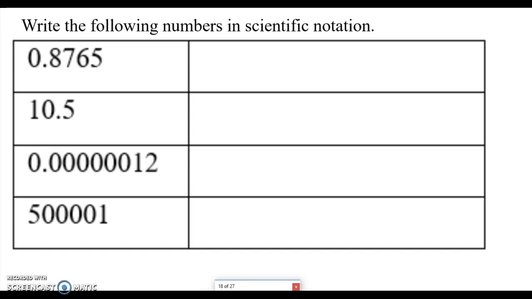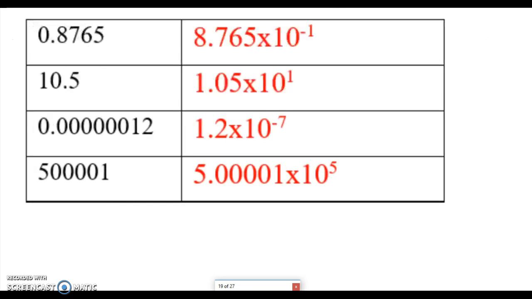So now you try these problems, and I will post the answers right after you get done working through them. But please try them rather than just copying down the answers that I'm going to present to you. So those are those answers. If you didn't get those, you might want to come in for a little bit of assistance. We will be using scientific notation all year long.